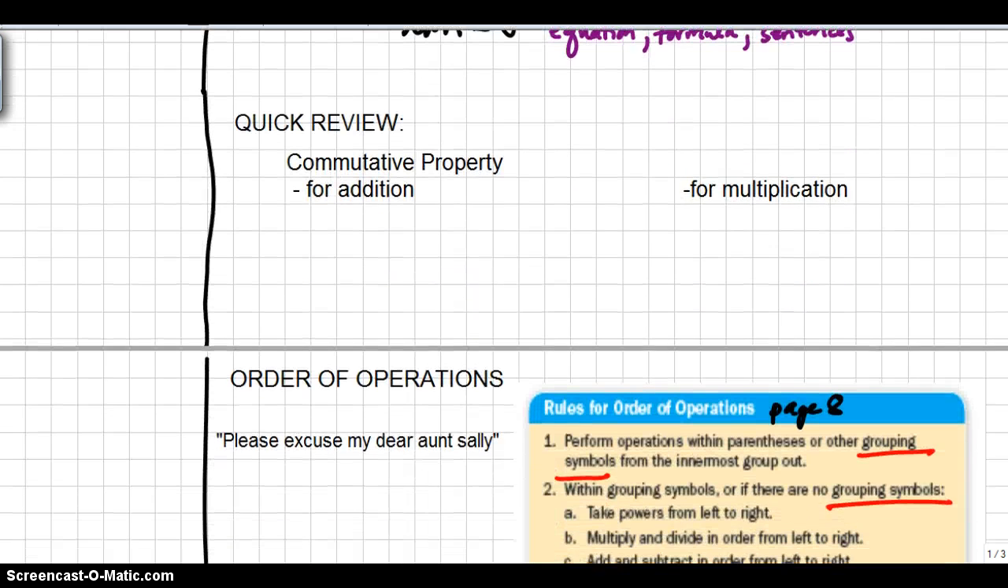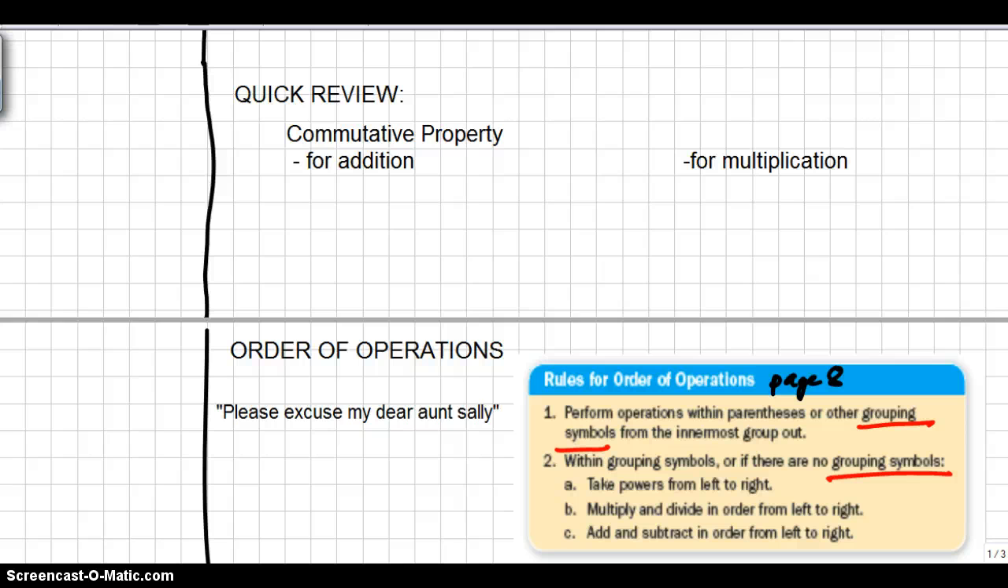One of the topics that is assumed students know in the book is the idea of the commutative property. The commutative property is actually 2 properties, one for addition and one for multiplication. Basically, what the commutative property allows students to do is either add or multiply in any order. So it allows you to rearrange numbers when you're adding or multiplying.